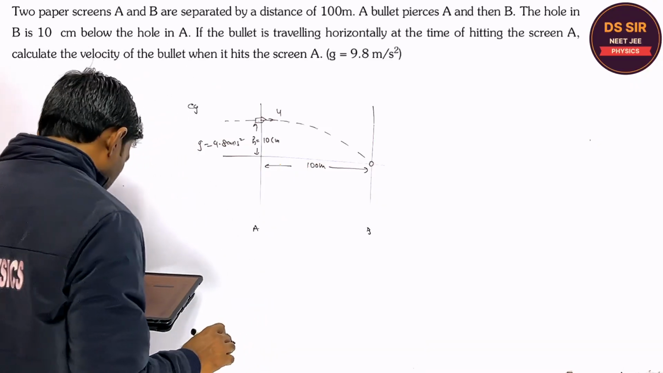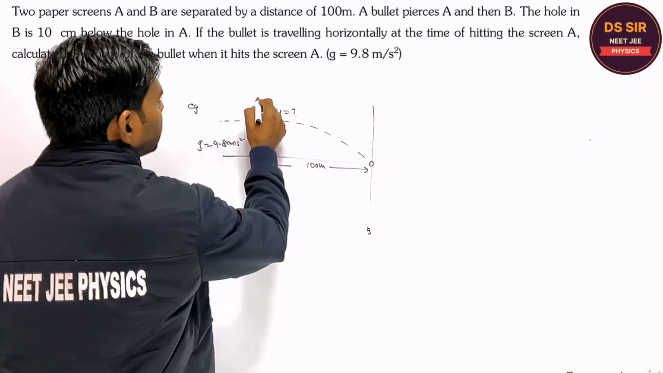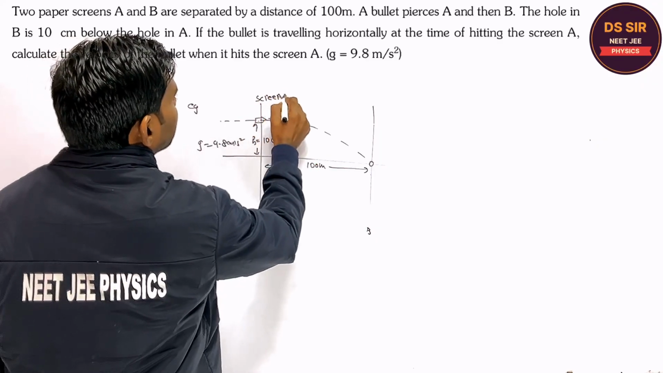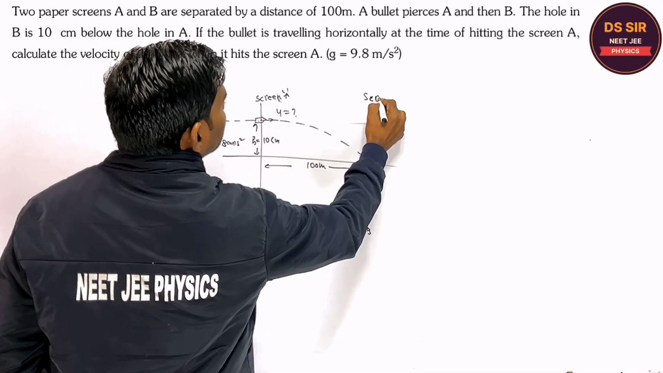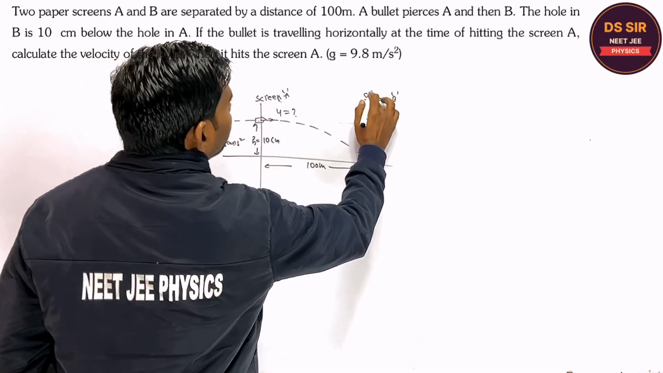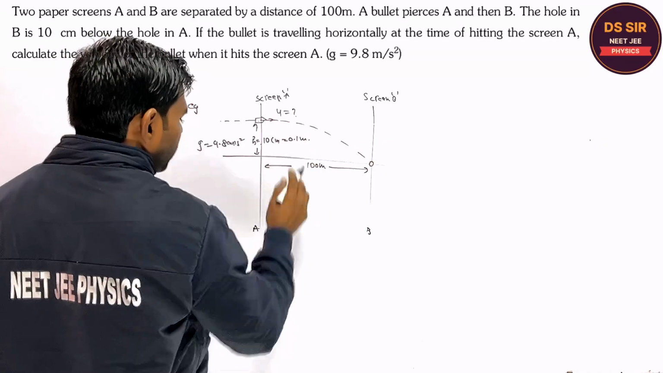So what do you have to find? You have to find the speed when it is passing the screen A. This is the screen A, right? And this is the screen B. Fine. Okay. The height is 0.1 meter.